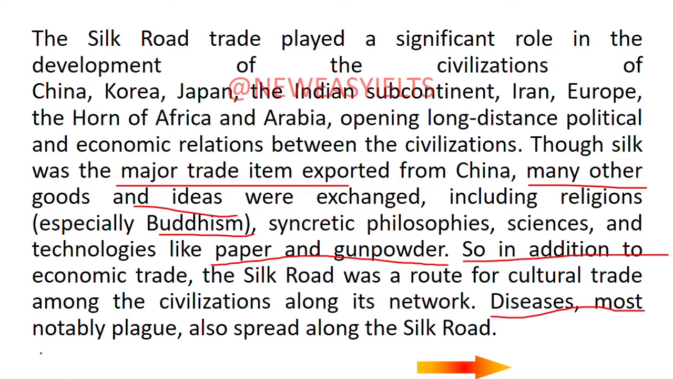Diseases, most notably plague, also spread along the Silk Road. Okay, we got the name of disease, which was plague, which also spread through the Silk Road, but we don't know whether it originated from China or someplace else, or diseases mainly originated from China or any other place? So the answer is not given. So these were all the six questions for your reading of today, 6th April 2020.